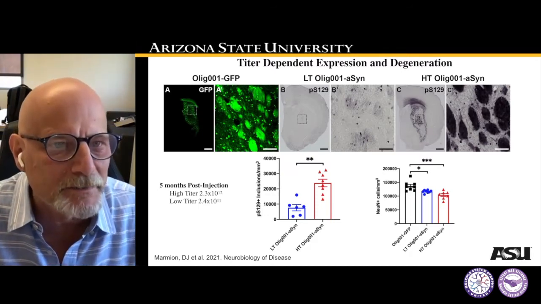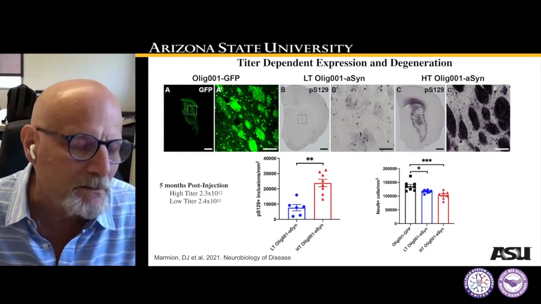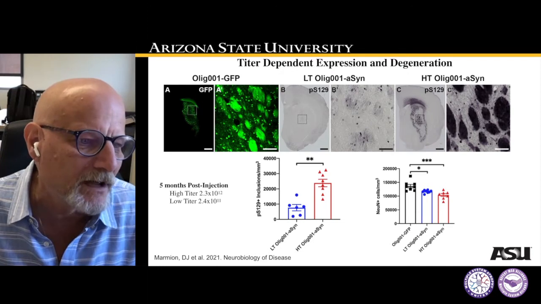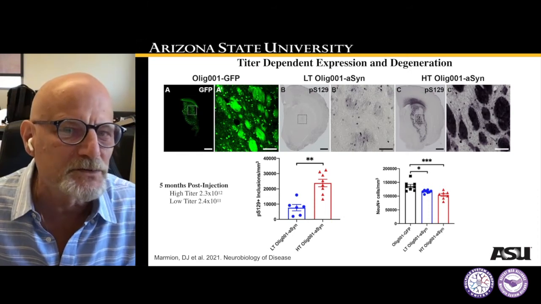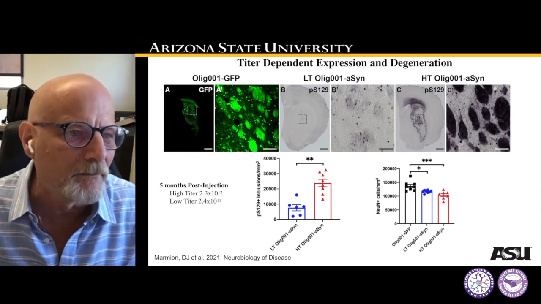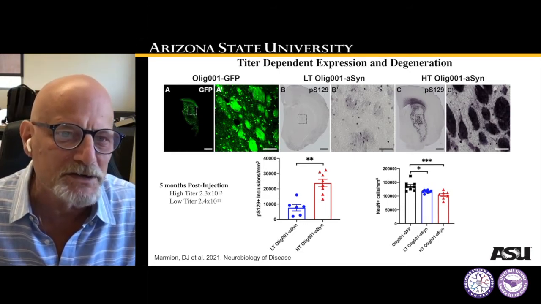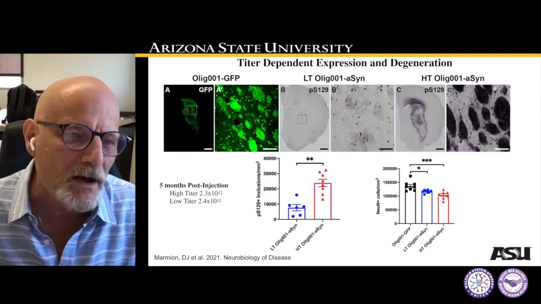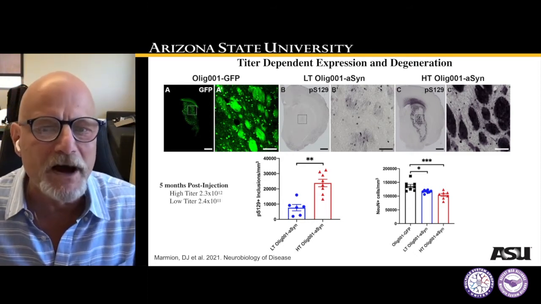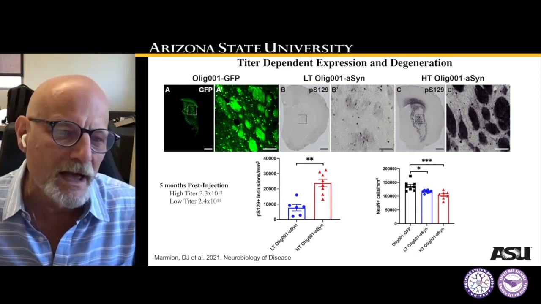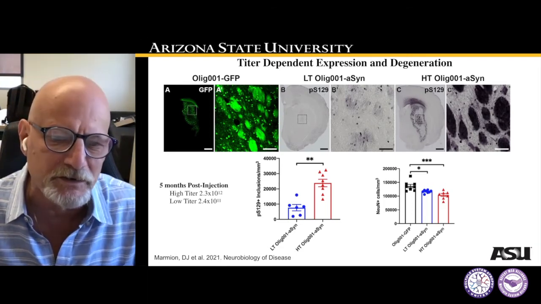Okay, so titer-dependent expression and degeneration. At 5 months post-injection, we put in 2 different titers of this vector: 2.4 times 10 to the 11th is our low titer, and 2.3 times 10 to the 12th is our higher titer. You can see here first with GFP, very good expression. With low titer in oligodendroglial cells, we have some serine 129 alpha-synuclein inclusions, but the high titer does better. And you can see a lot more transfection here in these oligodendroglial cells.